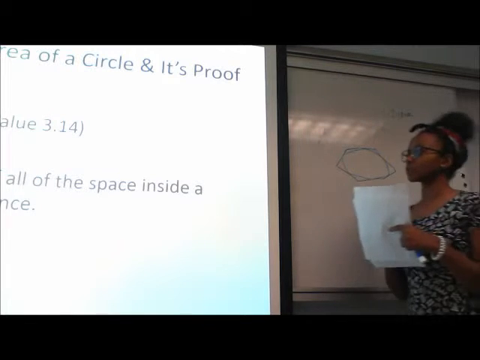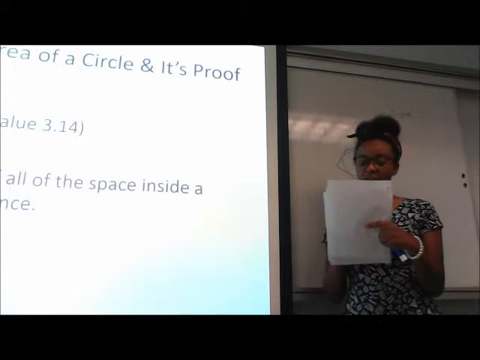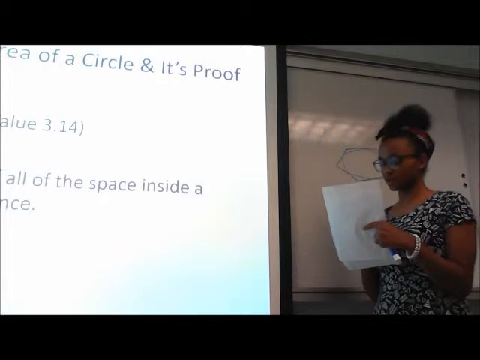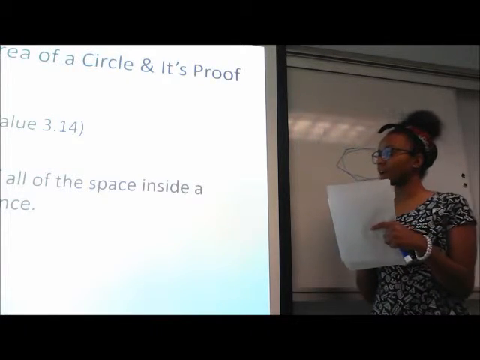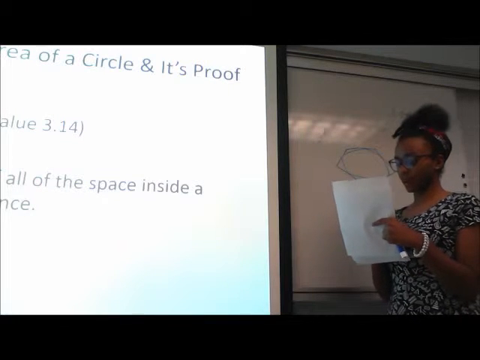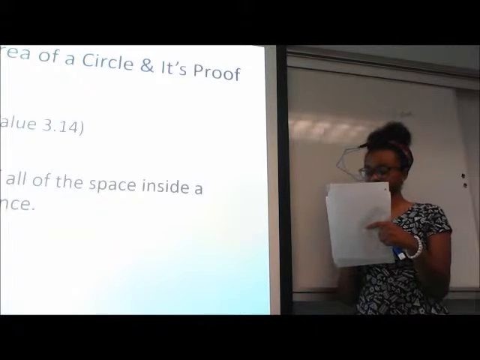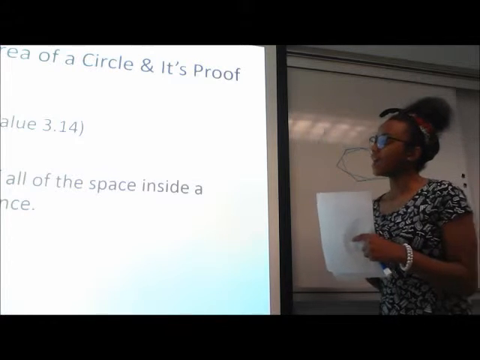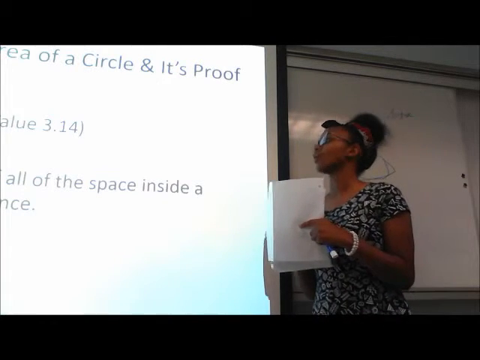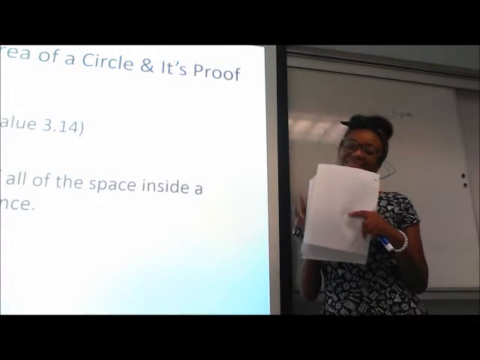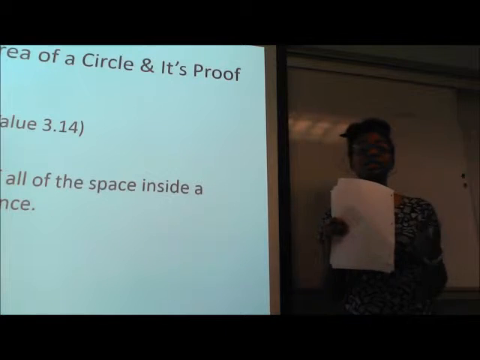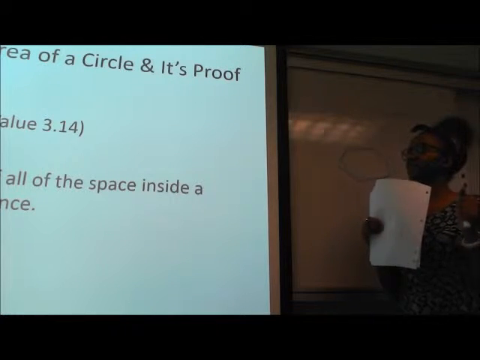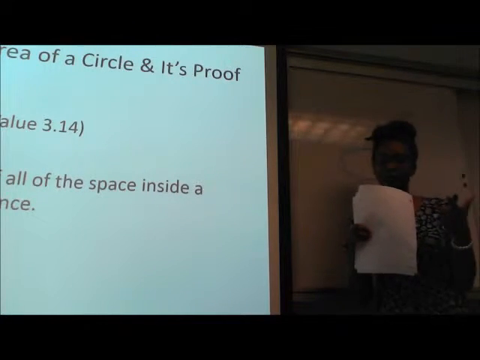Finding the area of a circle consists of A equals pi times r squared, and pi is the approximate value of 3.14. And r equals the radius, I'm sorry. The calculation of all of the space inside of the circle's circumference defines what the area of a circle is specifically.